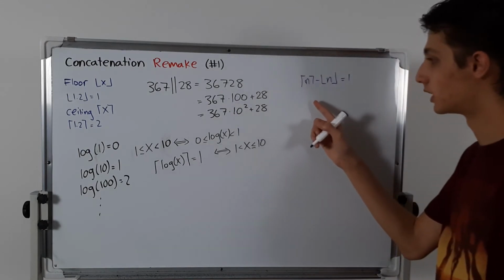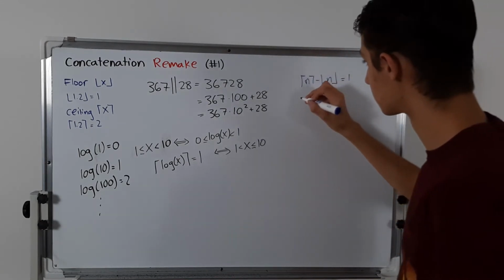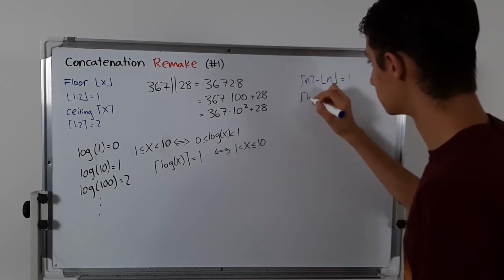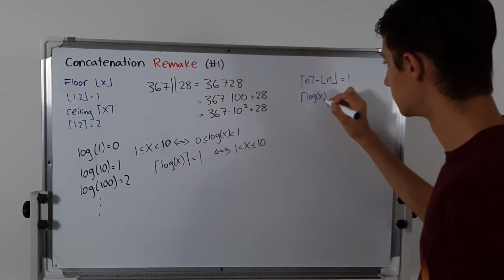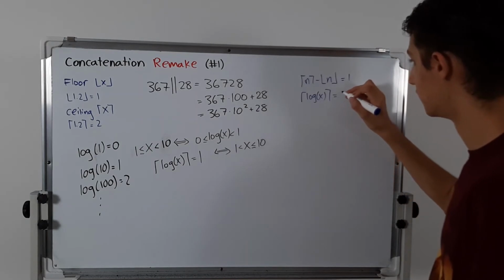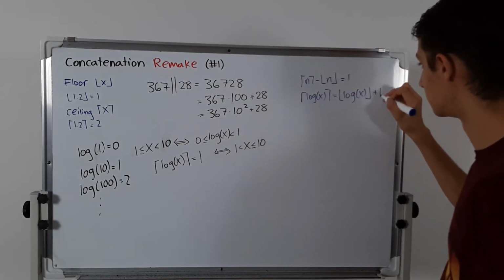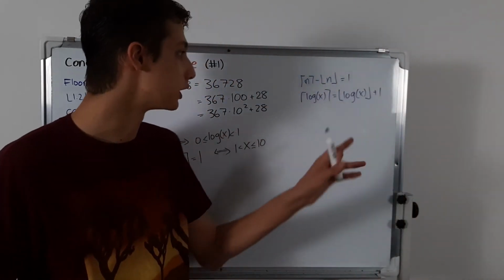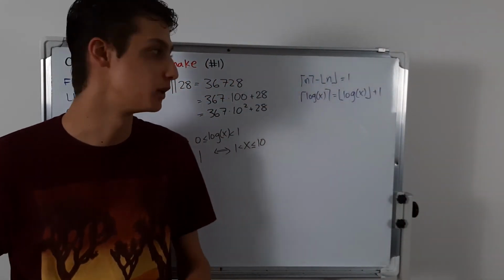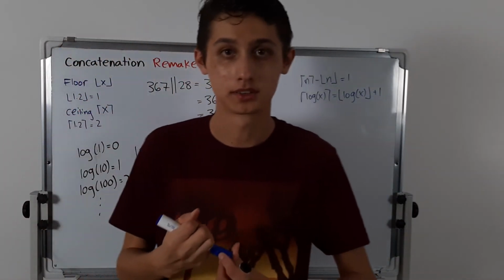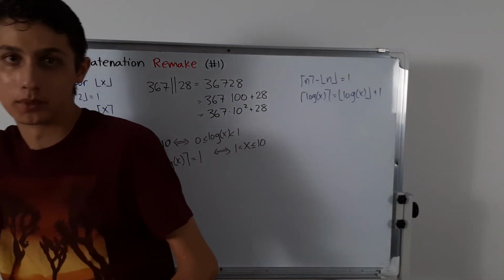So pretty much we can replace that with the log of x. And actually we can also move this to the other side. So the ceiling of log of x is equal to the floor of log of x plus 1. And so pretty much we can use this. Now you might be like, well, if they're the same expression, then what's the difference? Well, actually it does make a slight difference, and it's the difference that we want.